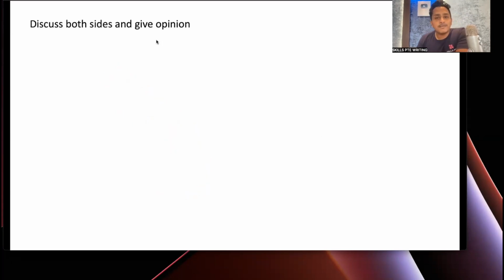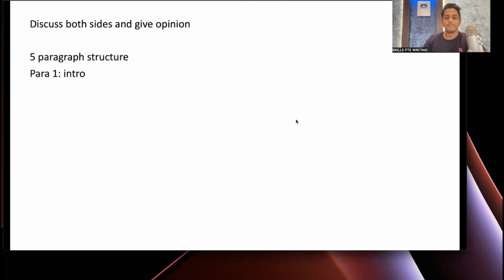Discuss both sides and give your opinion. So far, we studied only the 4 paragraph structure. For this kind of question, we follow a 5 paragraph structure. Remember, discuss both the sides and give your opinion. Introduction, where you say this essay will talk about both the sides and explain my opinion in detail. No need to give your opinion in the intro, but write that your opinion will follow very shortly.